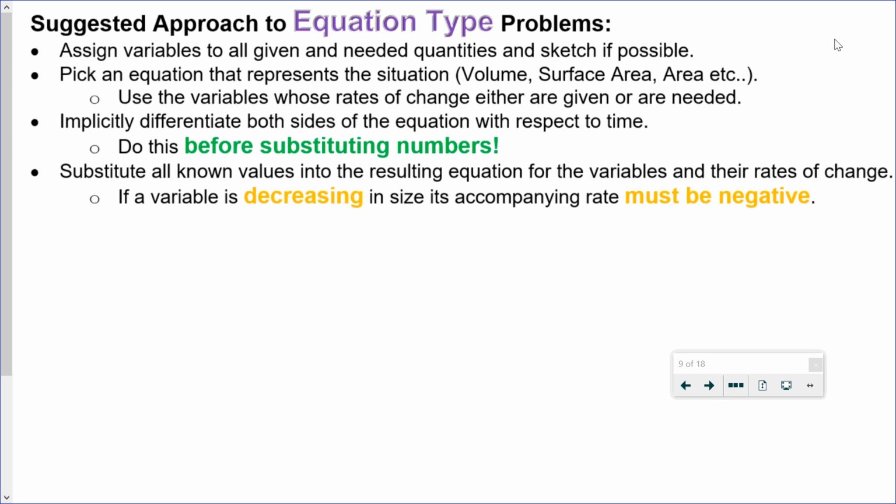Once I have my equation all set up, I'm going to implicitly differentiate both sides with respect to time. I'm going to do that before I substitute any numbers in. As soon as I take the derivative of both sides with respect to time, then I can substitute all my values into the equation and solve for what I need. Remember, if a variable is decreasing in size, we have to accompany that with a negative. If it's increasing in size, that is a positive value.